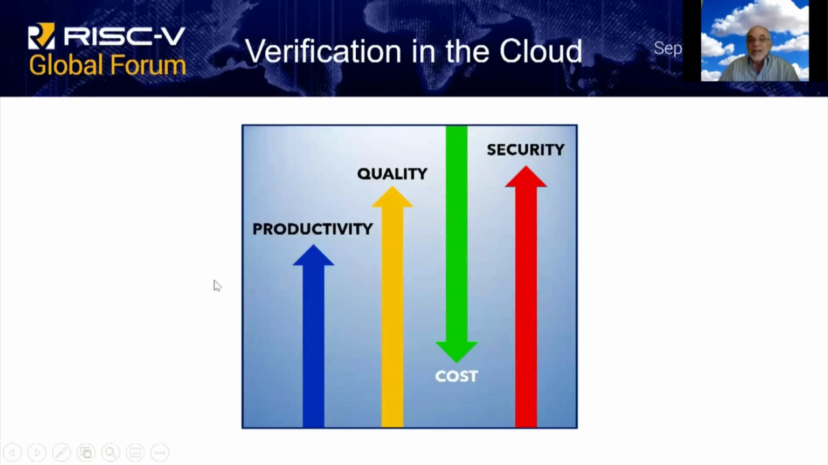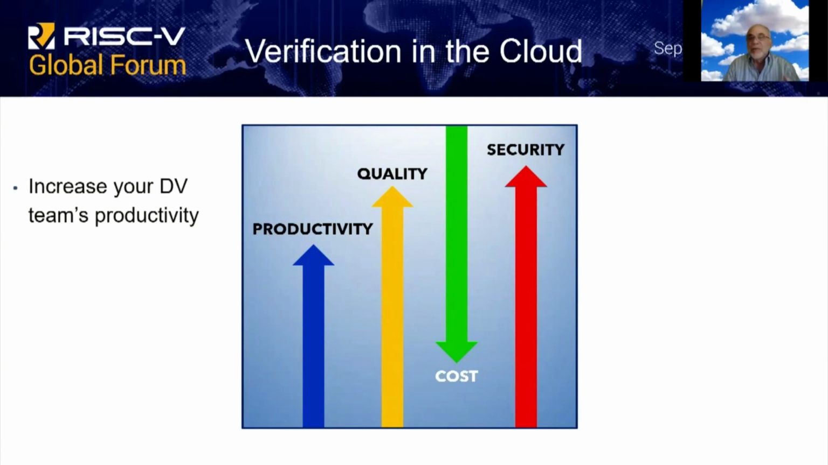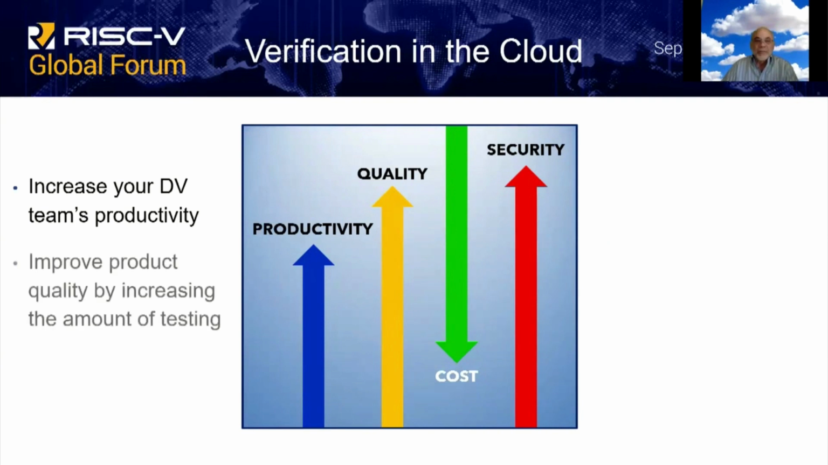So what does that get you in the cloud? Well, number one, it gets you more productivity. You're never waiting on a simulation. You're not running 3, 4, 5, 6 day regression tests. Your engineers have on-demand and fully parallelized execution of their simulations. So they're going to be more productive. Your quality is going to improve because you're going to be able to do more testing. Okay, because you're not waiting on these simulations.